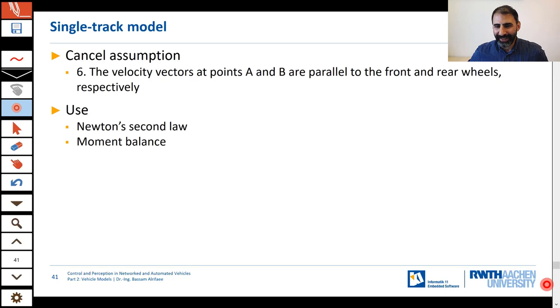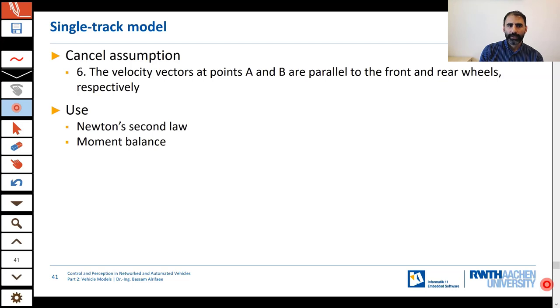So I'm not going to go more into details or equations about the single track model. I will just explain the idea behind it. My goal is to raise your attention about modeling and how we start modeling with simple models, having a lot of assumptions, and how we get to more and more complicated models, or more and more accurate models. When I say complicated, I mean at the same time accurate models.